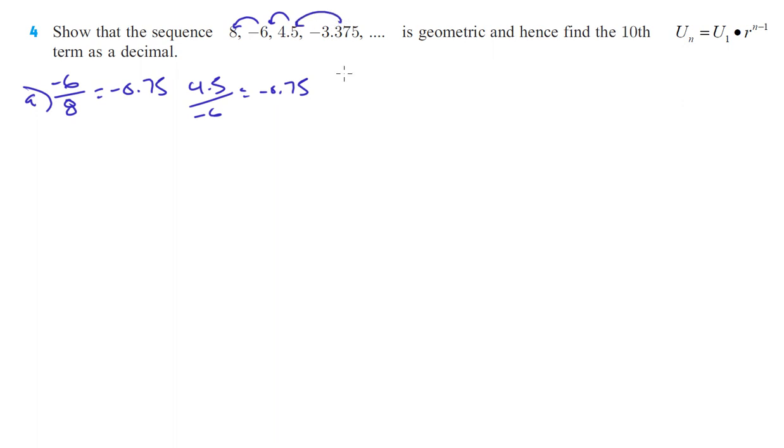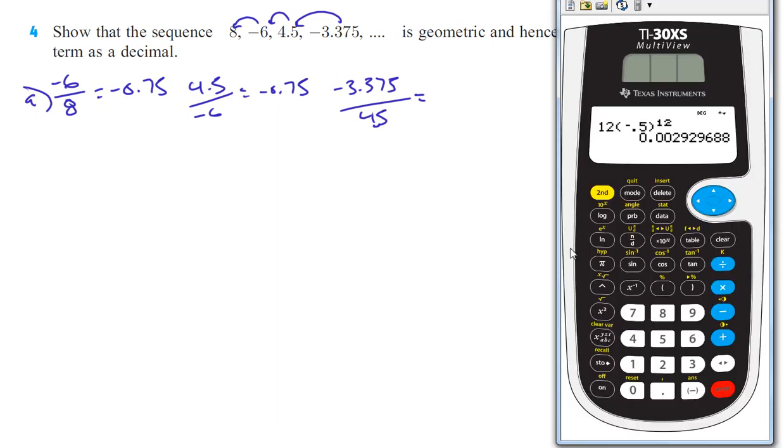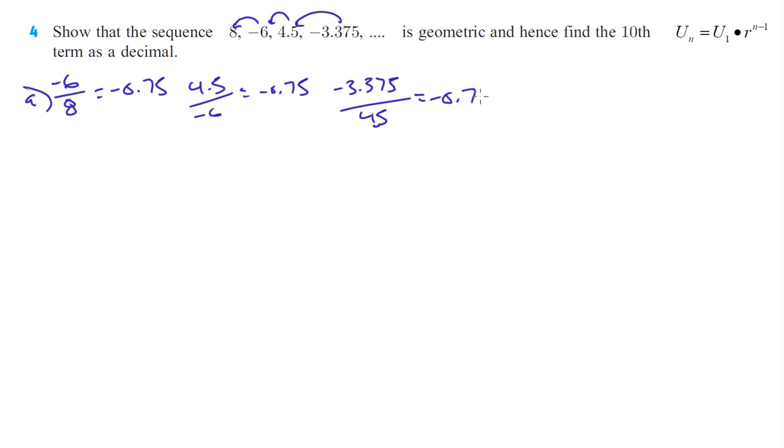And then negative 3.375 over 4.5 should give us negative 0.75. Let's just double check. So we got negative 3.375 divided by 4.5. And indeed gives us negative 0.75. So we've shown that it's geometric.